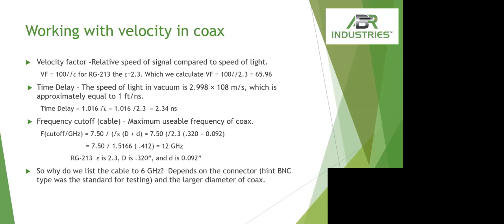So for example, 213 actually works very well up to 12 gigahertz. So why do we list some cables up to 6 or 8 gigahertz? Well, a lot of it came in from the testing side. So here's a hint. The BNCs that we used actually were limited up to 6 gig, which was the original standard that we followed when we started tracing this back in the 1960s for the cutoff frequency.